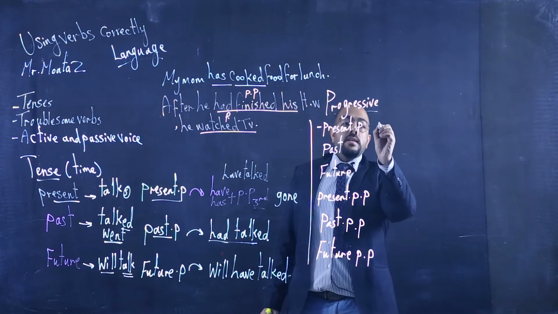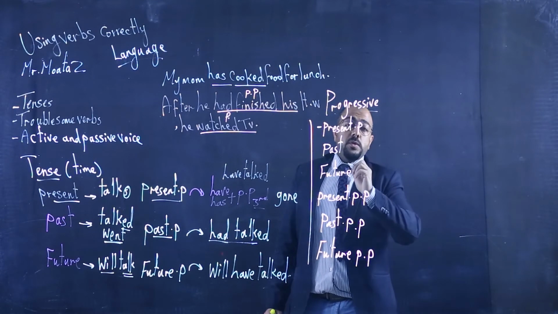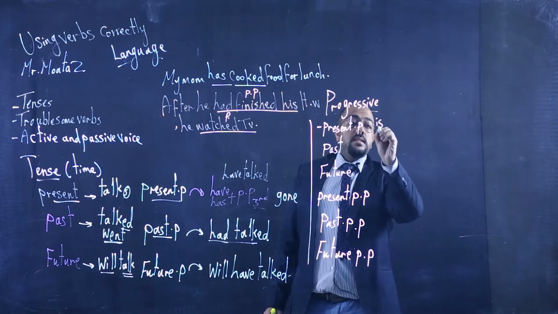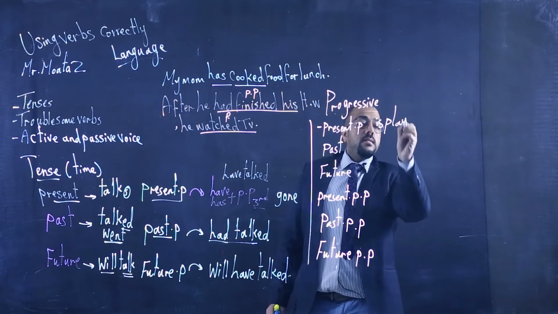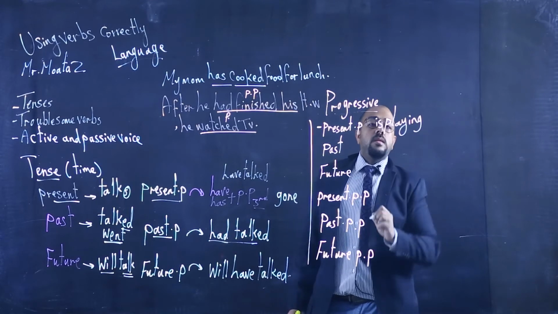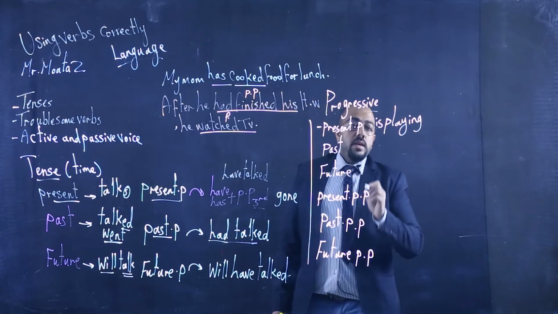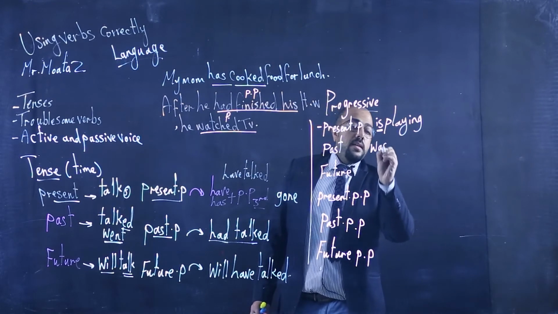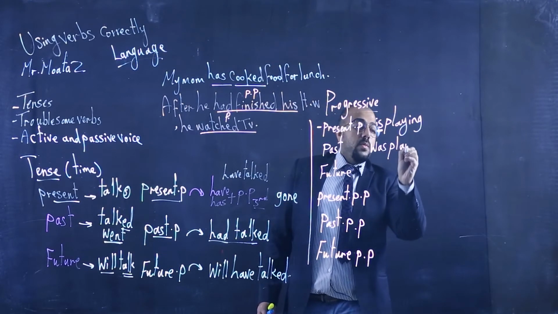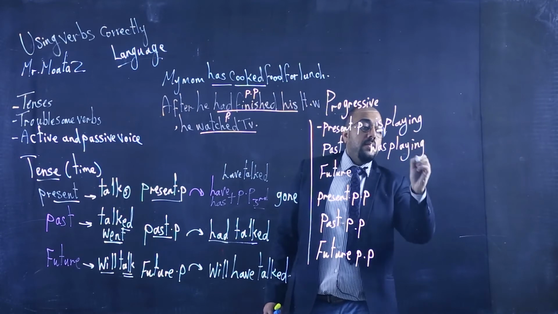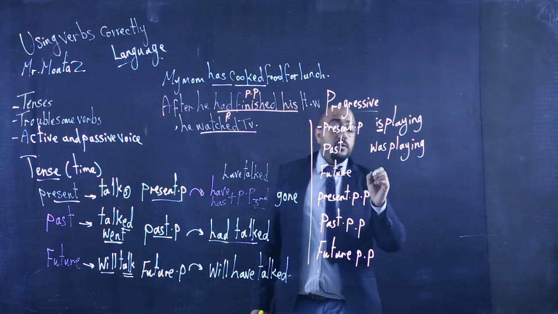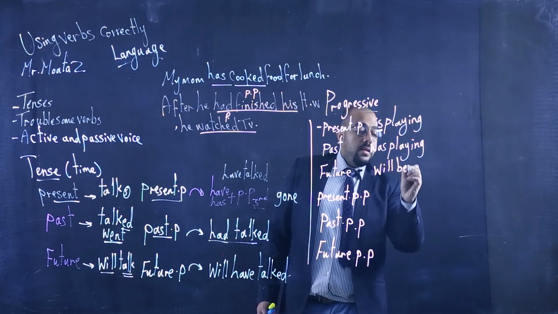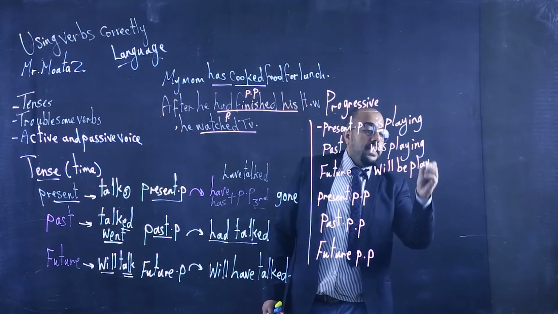It has any form of the verb to be in the present followed by ing, such as is playing. What about in the past? Any form of the verb to be, but in the past, followed by ing. So it will be was playing, or were playing. In the future it will be will be playing.